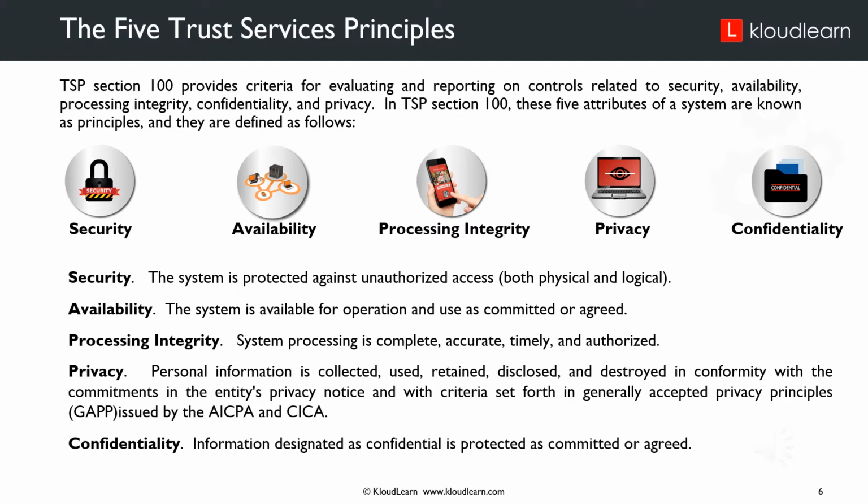Security. The system is protected against unauthorized access, both physical and logical. Availability. The system is available for operations and use as committed or agreed. Processing integrity. System processing is complete, accurate, timely, and authorized. Privacy. Personal information is collected, used, retained, disclosed, and destroyed in conformity with the commitments in the entity's privacy notice and with criteria set forth in Generally Accepted Privacy Principles (GAPP) issued by the AICPA and the CICA. Confidentiality. Information designated as confidential is protected as committed or agreed.